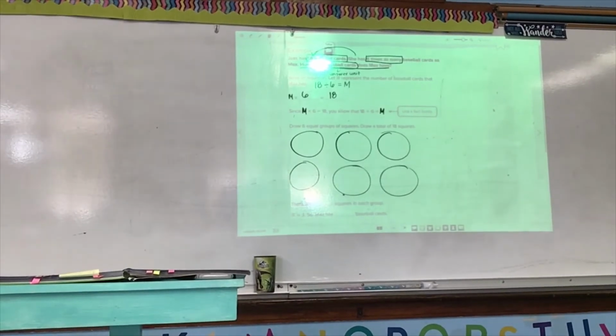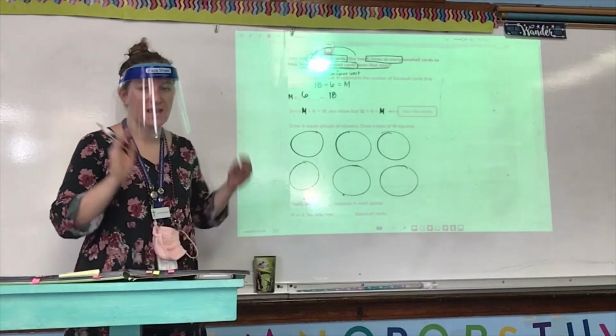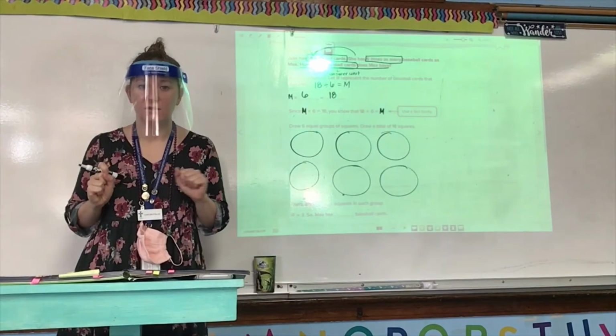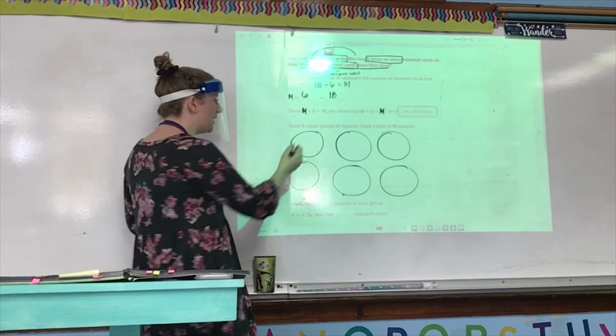Okay, I'm just walking around to make sure that you are with me. Okay, now we're going to start filling them with squares. How many total squares representing the baseball cards do I need? 18.